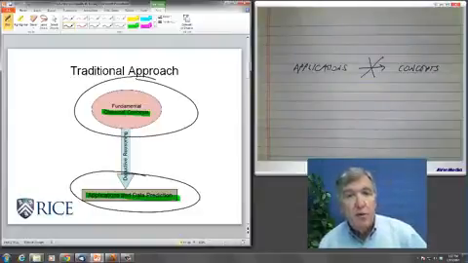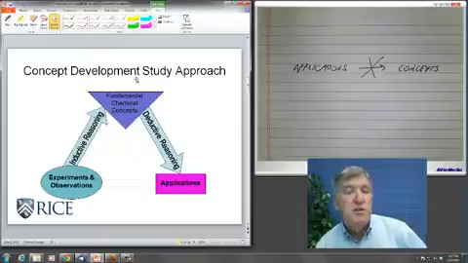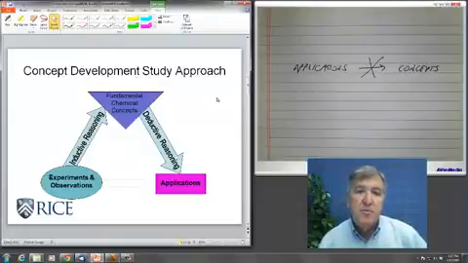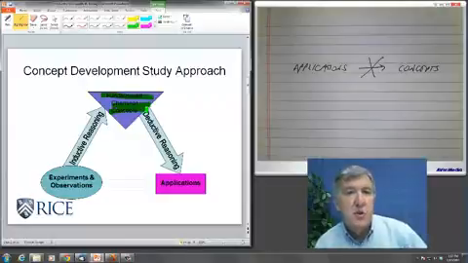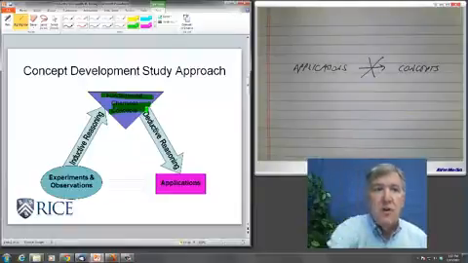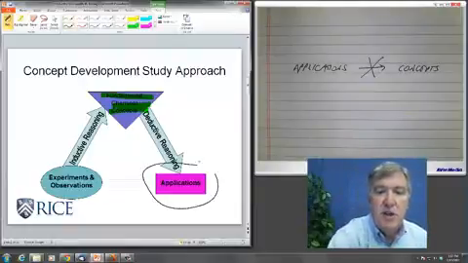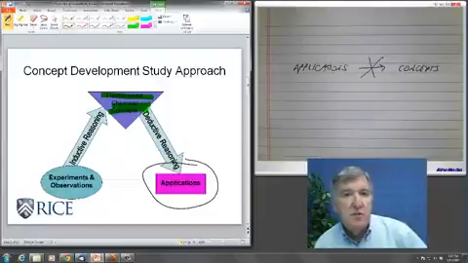So what would be a better approach? A better approach is based upon this diagram here. This is the essence of the concept development approach. Notice here that we still have the fundamental chemical concepts as being our highest goal. That's what we're really trying to get students to get to. And notice on the right side of the diagram that in fact we still have these applications and we still have the deductive reasoning.